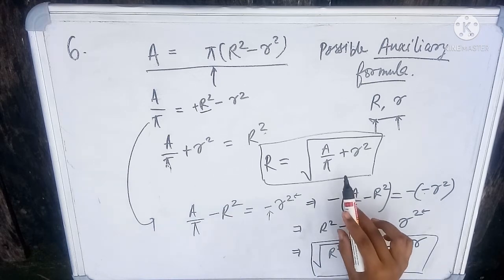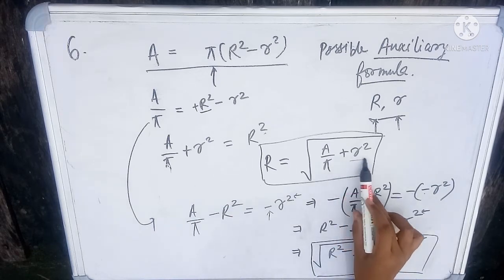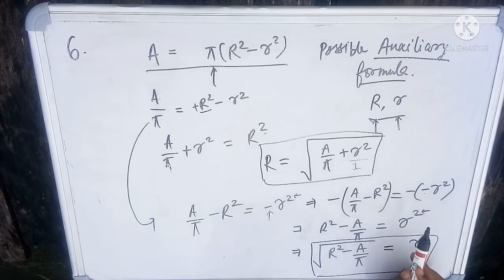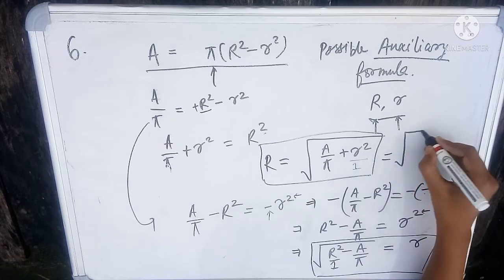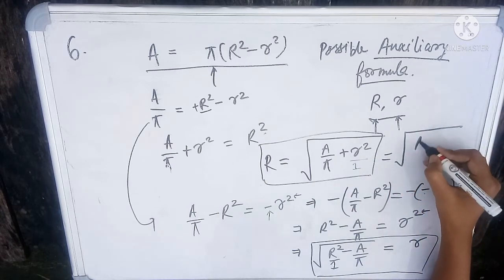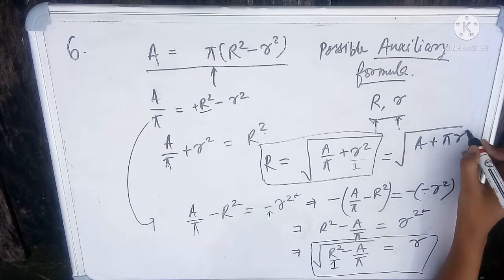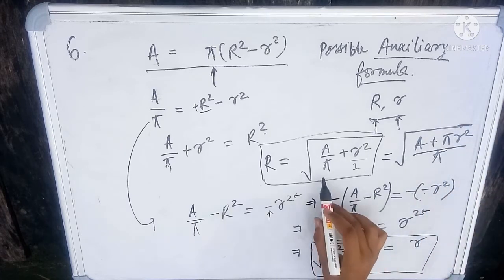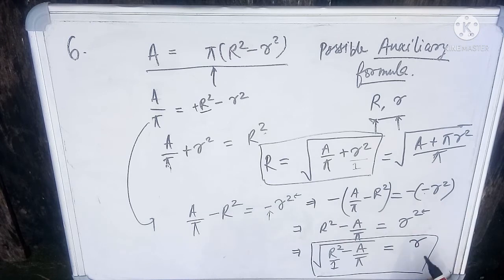Now here you can also write this by taking the LCM of pi, and this can be written as square root of a plus pi r square divided by pi. And similarly you can write this for small r also.